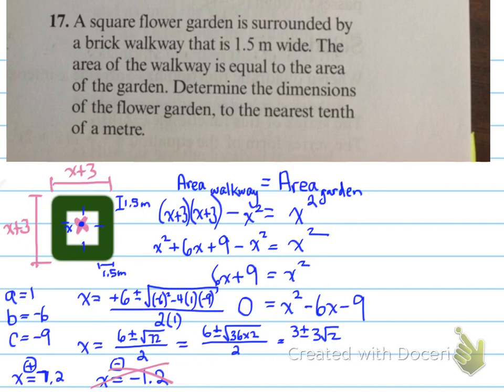And now you would just write the therefore statement to answer that. Because remember, if you start with words, you should end with words. So therefore, the width of the garden to the nearest tenth is 7.2 meters.